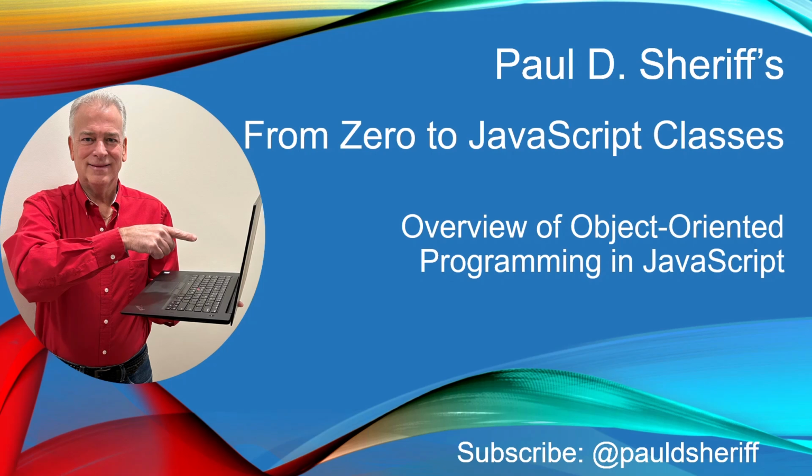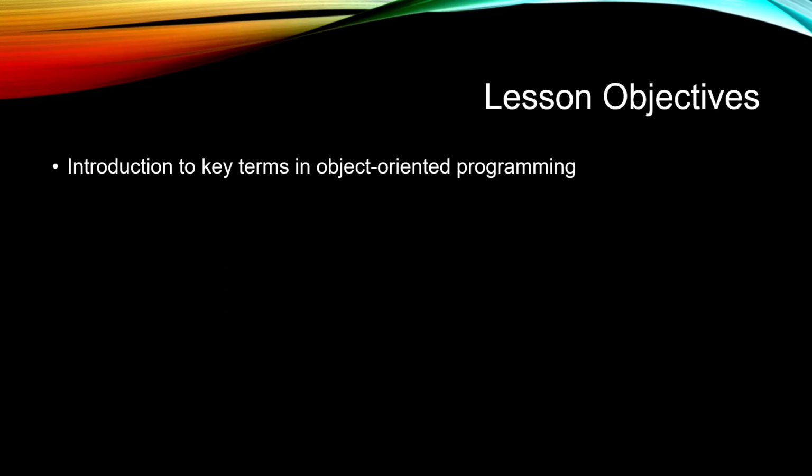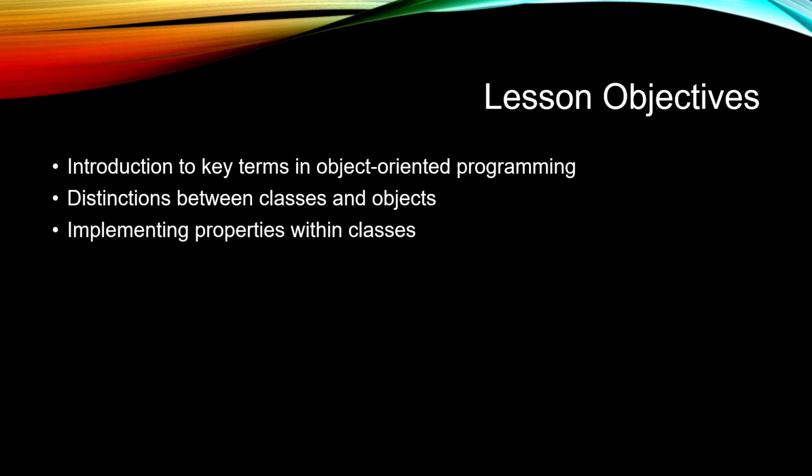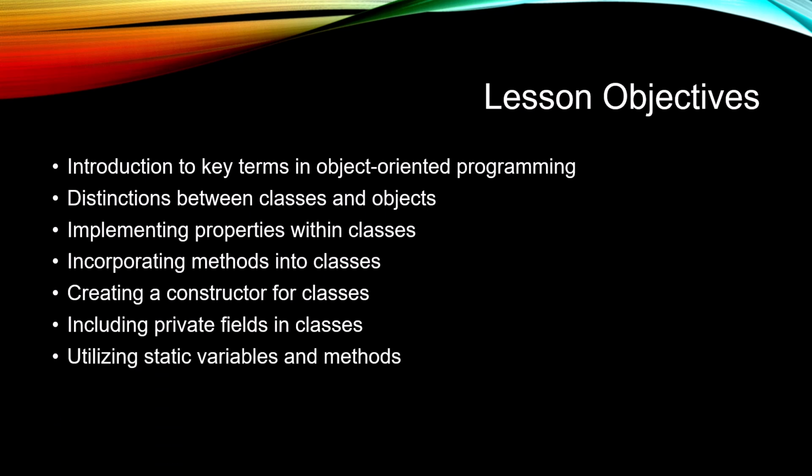This first lesson is an overview of object-oriented programming in JavaScript. The objectives for this lesson are to introduce you to the key terms used in object-oriented programming, learn the distinctions between classes and objects, implement properties within classes, incorporating methods into your classes, creating a constructor for classes, including private fields in classes, and utilizing static variables and methods.